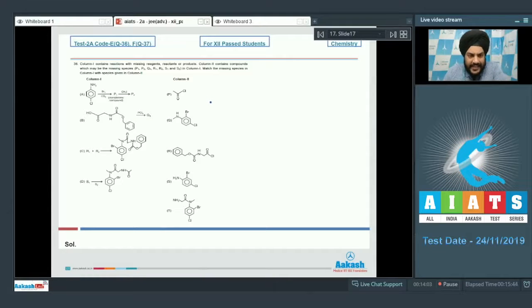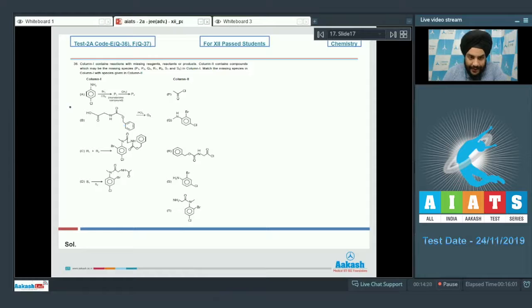Let us look at question number 36, students. Column 1 contains the reaction with missing reagents, reactants or products. Column 2 contains the compound which may be the missing species: P1, P2, Q1, Q2, R1, R2, S1 and S2 in column 1. Match the missing species in column 1 with the species given in column 2.